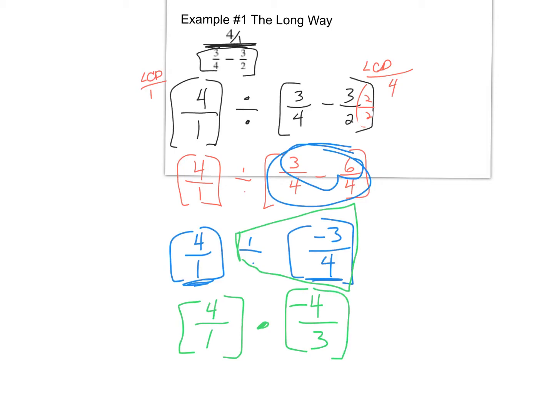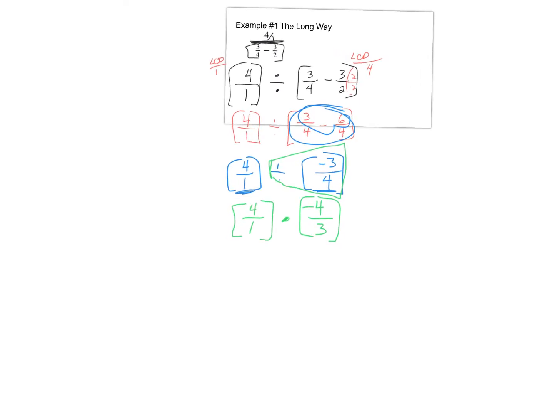Okay. Now that we've done this, we're going to start using our multiplication rules. Well, can I reduce 4 over 1? No. -4 over 3? No. Can I do 4 and 3? No. Can I do 1 and -4? No. Can't reduce up and down or diagonal, so now we're going to just multiply straight across. So 4 times -4 is -16. 1 times 3 is 3. So that right there is our answer.